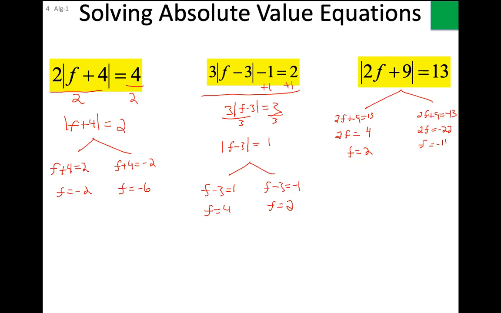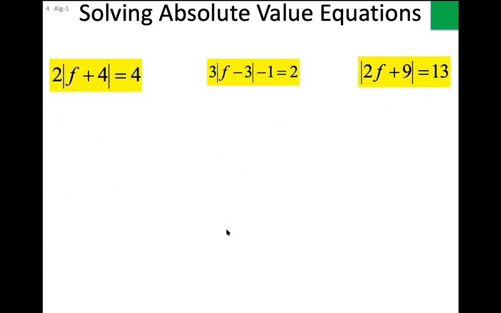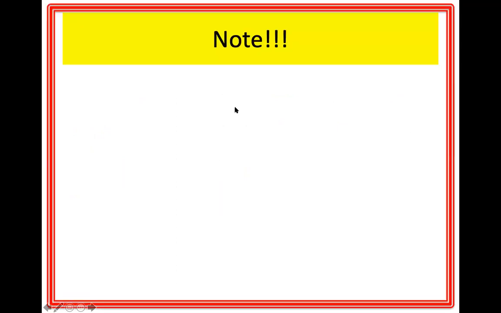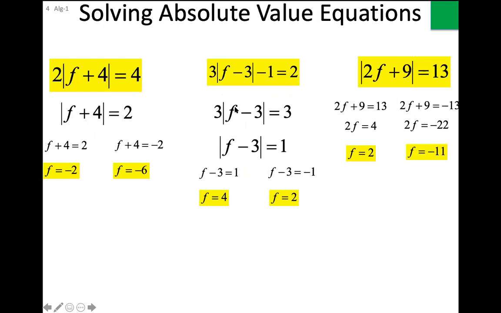That's how you do them. That's how you do absolute value equations. Well, it'd be nice. Here it is nice and pretty. I would absolutely 100% recommend that you play the video. Play the video while you do the work.